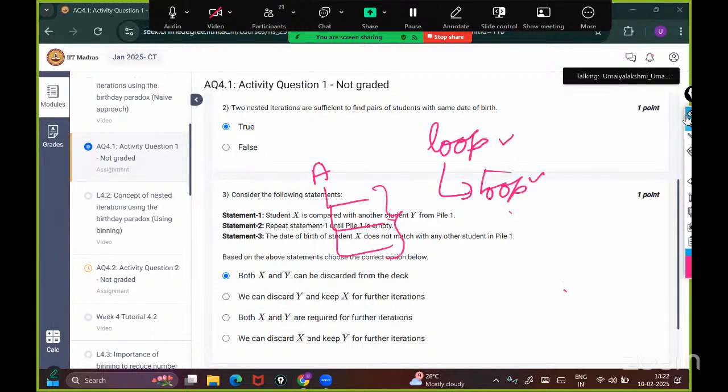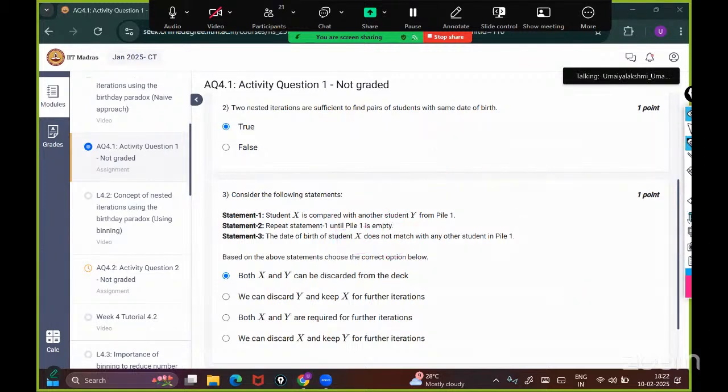So the question is, they are taking the X card, which means, let's say they have taken the A card. And then they are comparing it with the other cards, out of which one is the Y card. This A is matched with Y. It does not match with any of the students. Y2 checked, Y3 checked, many cards are checked. Now this X card is not matched, which means either the Y card or the X card has to be discarded.